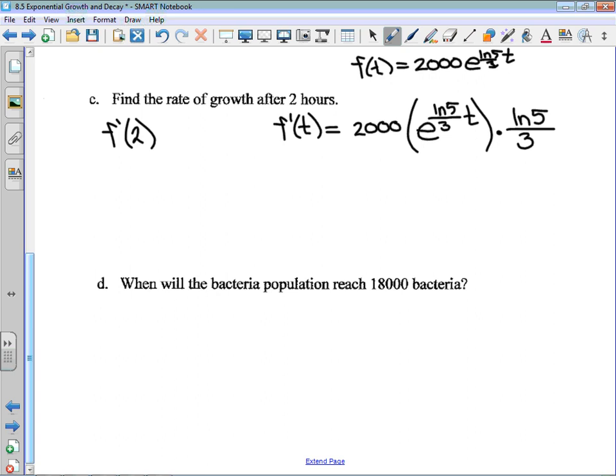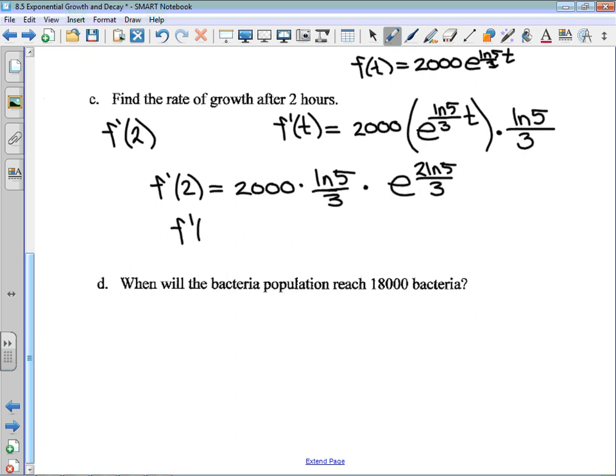All right, that means that f prime at 2 then is going to be 2,000, and I'll put the natural log of 5 over 3 in front here, but then I'm going to multiply by e to the power of 2 times the natural log of 5 divided by 3. And when I use my calculator, I get that f prime at 2 is equal to 3137, and the units would be bacteria per hour. And this is going to tell us how quickly that bacteria is growing. If we need it faster, maybe we need to increase the amount of food available or the heat or some other biological concepts that I might not have a good handle on.